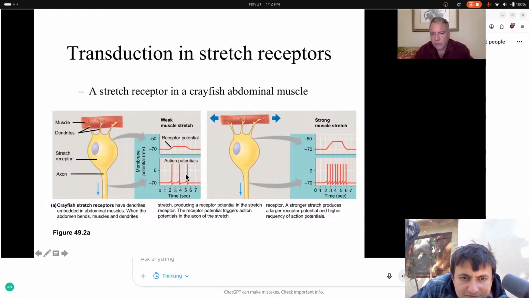You get less frequent action potentials, you get a strong generator potential, you get more frequent. Right? The action potentials don't change. It's the frequency of them that changes. So conducting that information by frequency of action potentials, not size of the action potential.